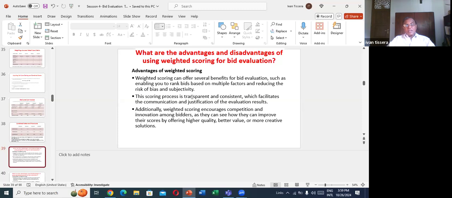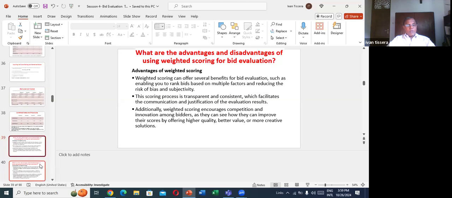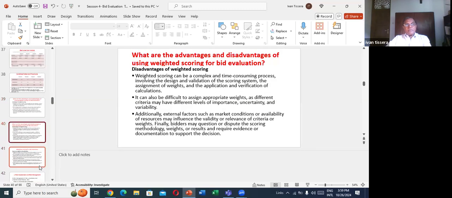Additionally, weighted scoring encourages competition and innovation among bidders, as they can see how they can improve their scores by offering highest quality, better value, or more creative solutions. So they also understand how they can win the contract. But there are some disadvantages also.